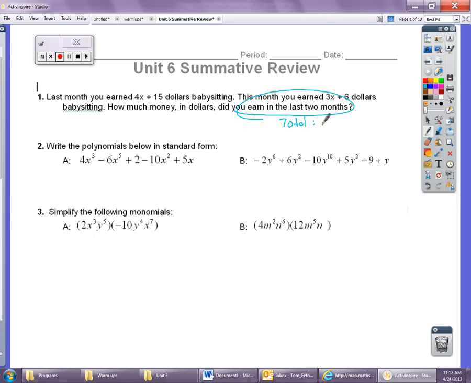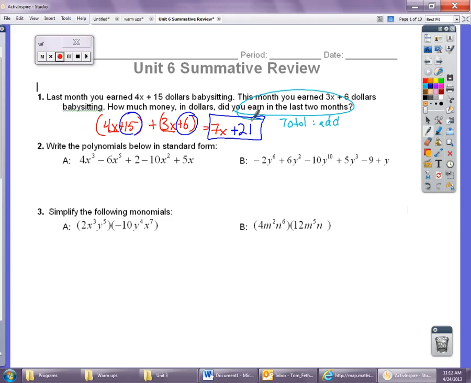We want to add our two values, so we want to do 4x plus 15 plus 3x plus 6. We add our x's, 4x plus 3x is 7x. Then we add our numbers. 15 plus 6 is 21. So we get 7x plus 21.